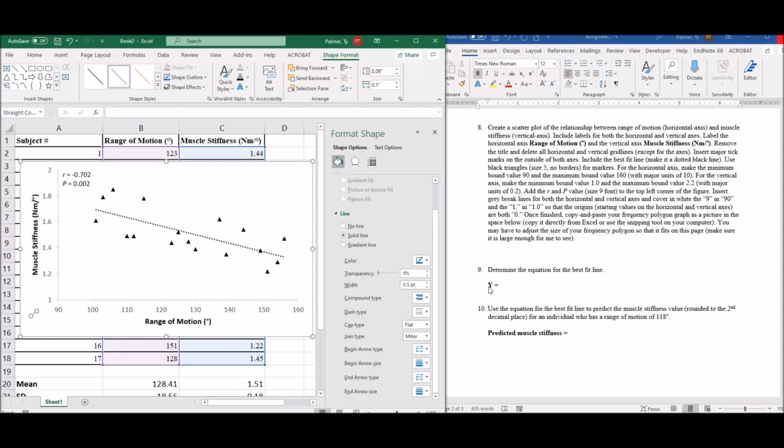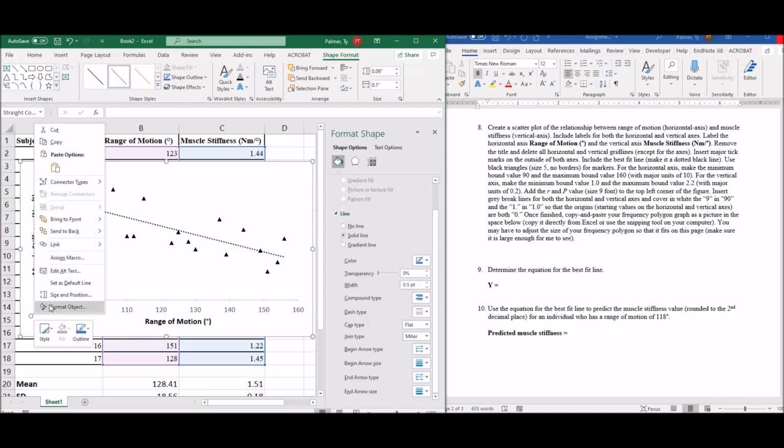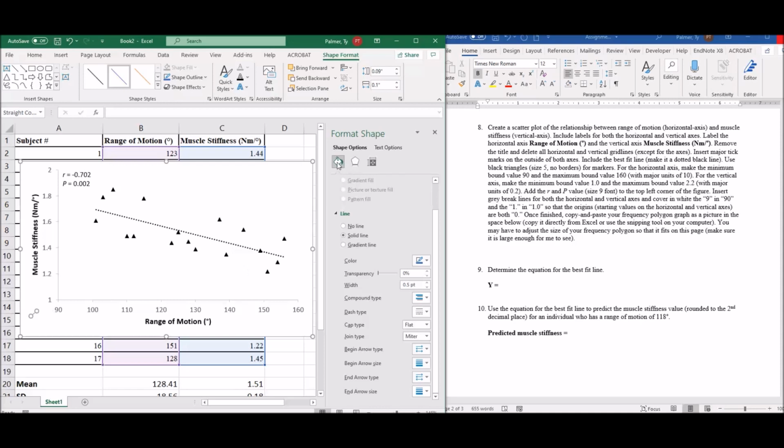And then it says here in the instructions, insert gray break lines. The default a lot of times is blue lines, so we need to change that. After you create your line, you can highlight it, right click, Format Object, then go to the paint bucket, go to Line, go to Solid Line, and change that to gray. This is a good gray right here. It kind of matches the gray that we have for our axes. You can click that one, and it changes the line to gray.